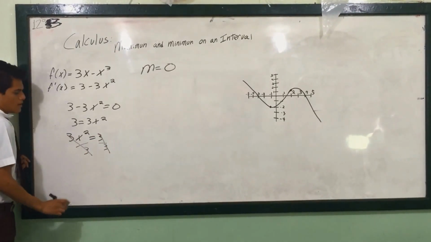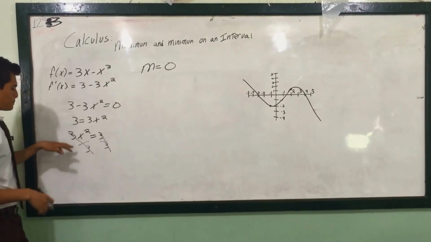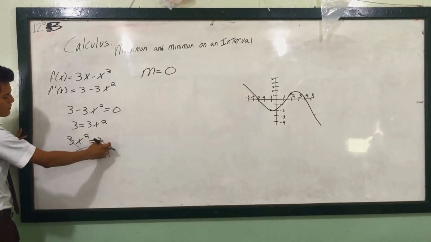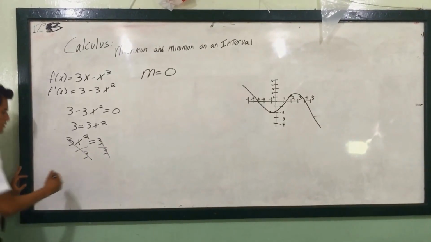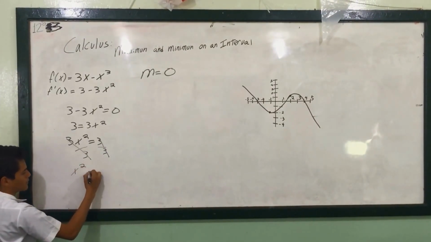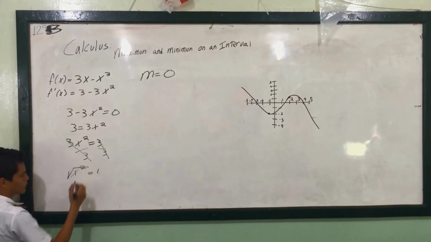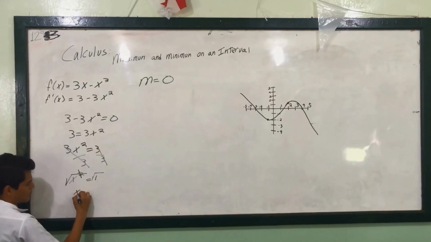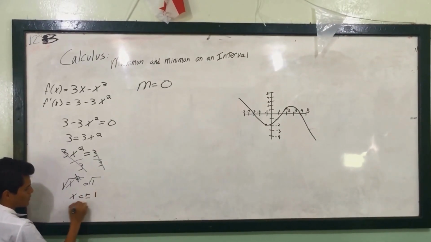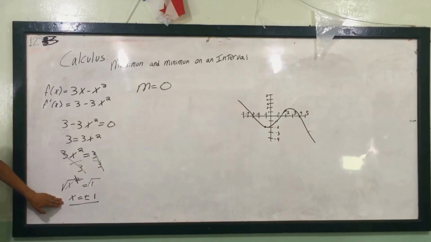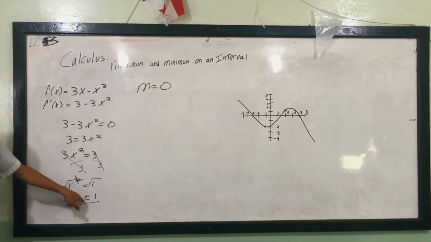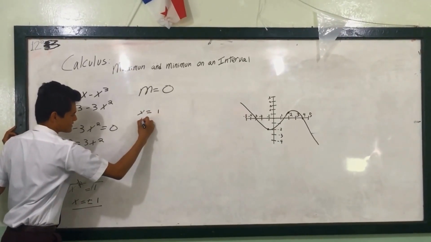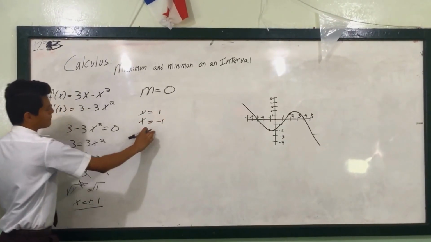The 3s cancel, and x is going to be squared, and over here is going to be 1. So what I can do with that x squared is take the square root. The square goes, and the square root of 1 is positive and negative 1. When I find the value of x, it has two values: x is equal to 1 positive, and x is equal to negative 1.